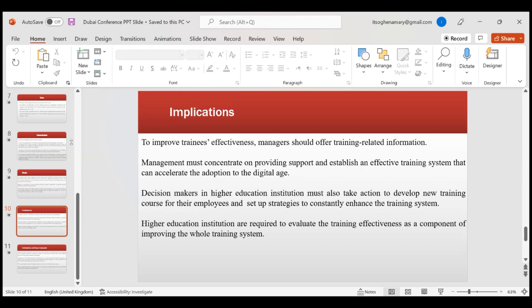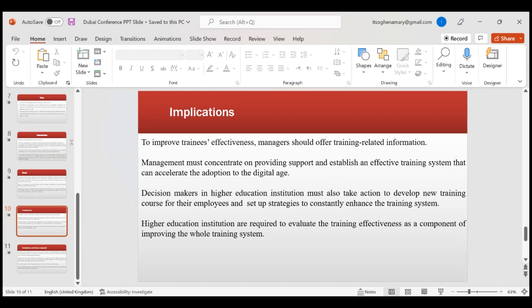Apart from that, decision makers like the higher education institutions have to take action to develop new training courses for their employees. We need new training courses. They have to set up strategies to constantly enhance the training system. So this is the role of what? Updating the curriculum with new content and other important information.